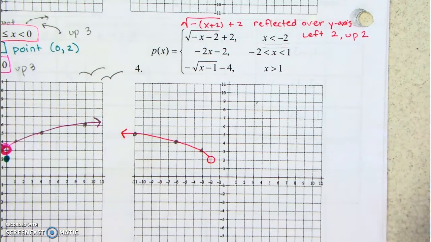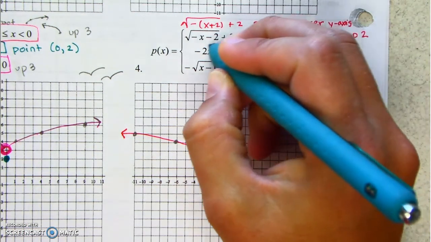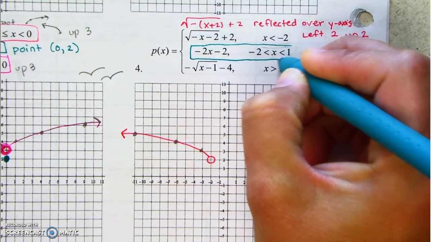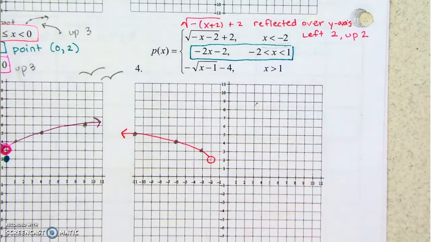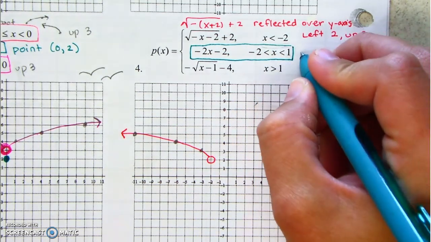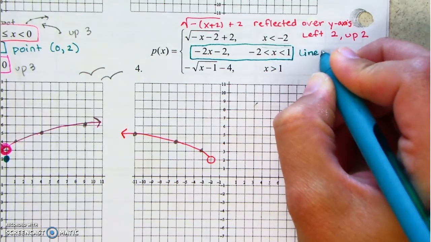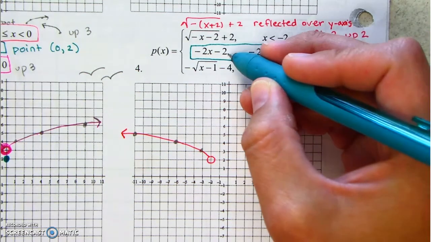That's our top one. Whoa, that was a lot of work. Okay, let's look at the middle. Tell me what is the parent function here. What's the name of this function? Do you agree it's linear? Okay, so if it's linear, we have a y-intercept and a slope.